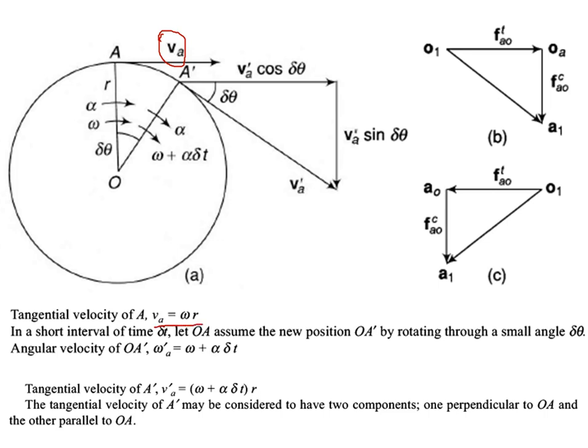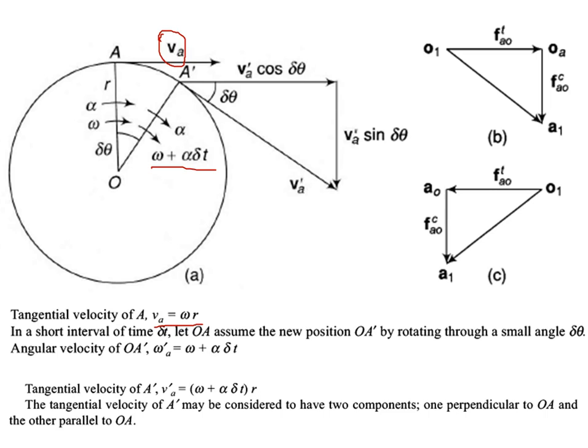Okay, then in a short interval of time del t, let OA assume the new position OA dash, so it is moved from OA to OA dash by rotating a small angle del theta. Then the angular velocity of OA dash, what will that be? That is omega A dash, so that is omega plus alpha del t. This is the new part added from O to A dash. So the angular velocity of this one will be omega plus alpha del t.